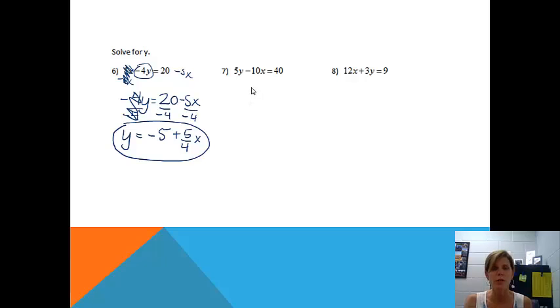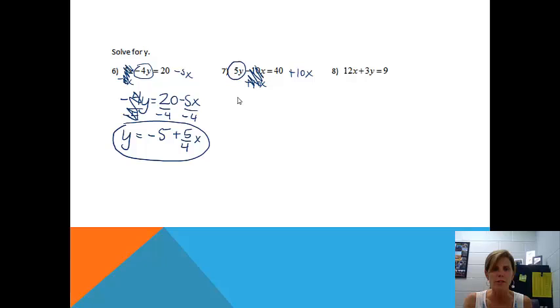I'm going to do another one with you, and then you're going to get to try number 8 all on your own. Okay, this time again we want to solve for y, so I'm going to circle the whole entire part that includes the y. And now to get rid of what's next to it, to get rid of minus 10x, we are going to do plus 10x and plus 10x. And again, I like to put it up in that same line. It just seems to make a little bit more sense.